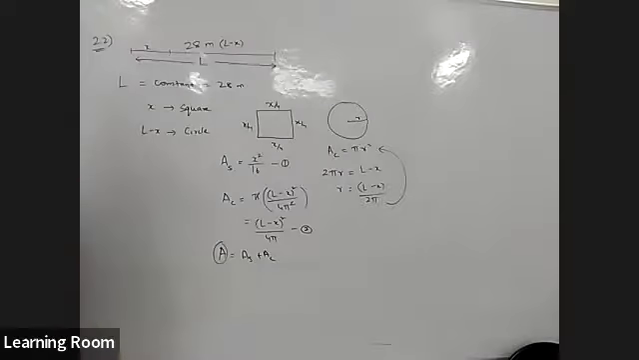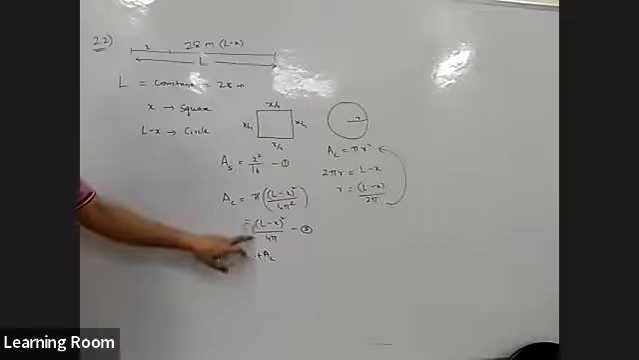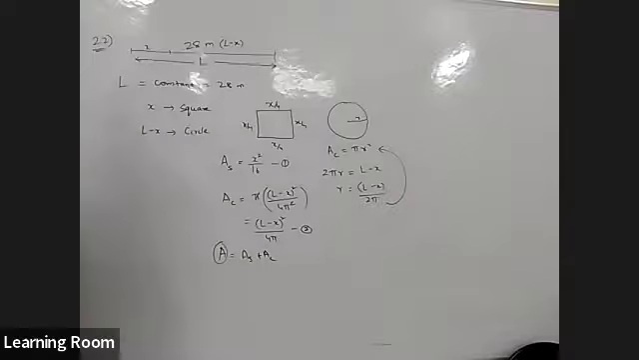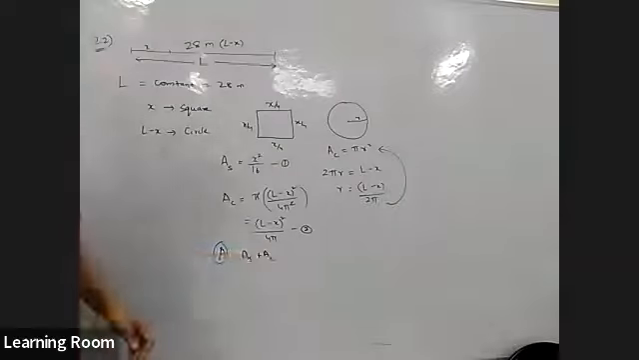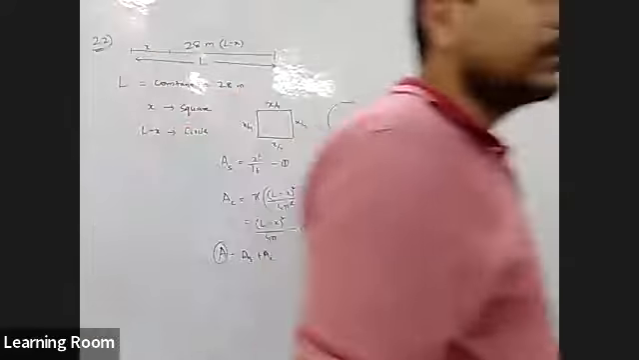How many variables are there? There is only one variable, because L is not a variable, it's a constant. Correct? So with one variable you can start differentiating, find the value of x and tell me what is the answer. Do it fast.